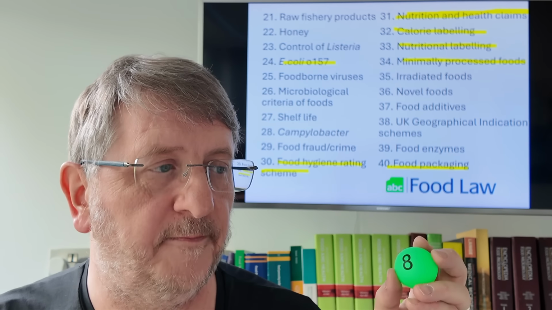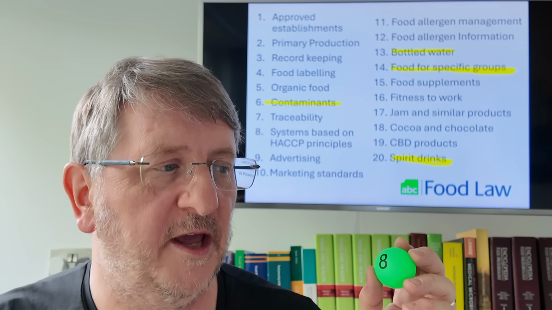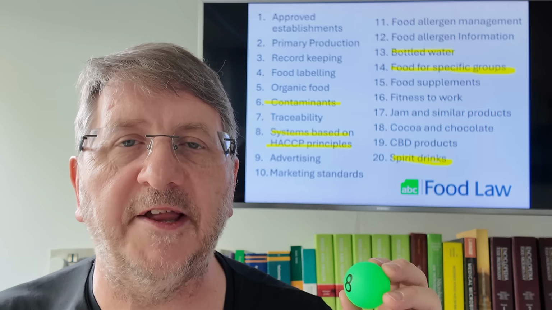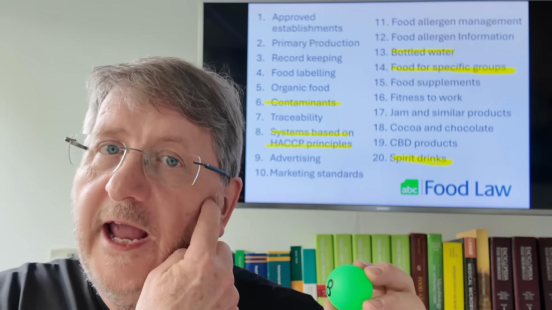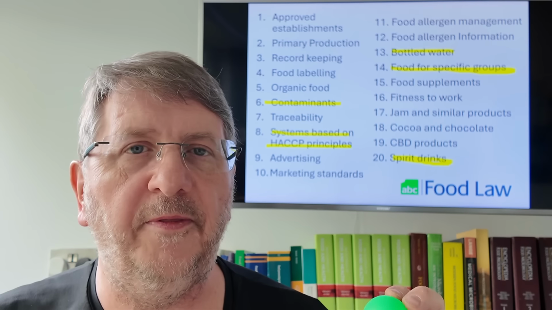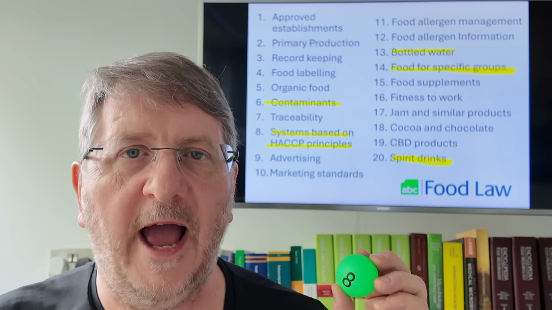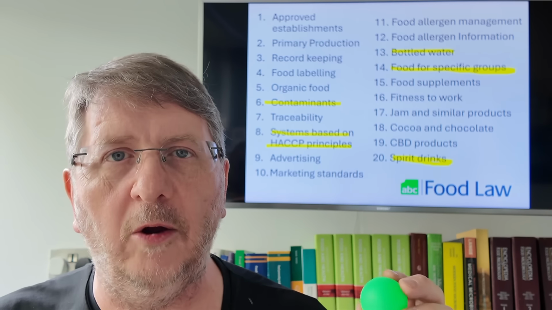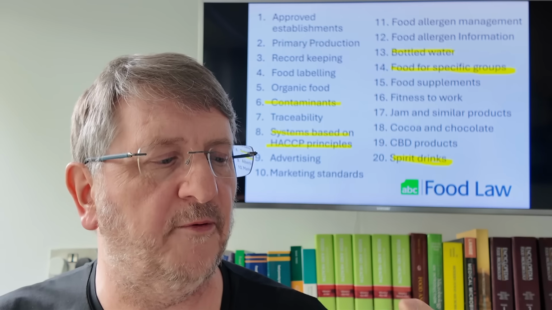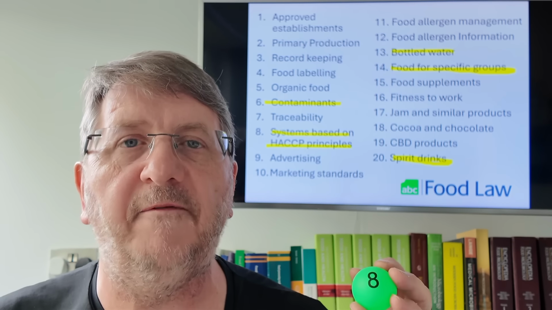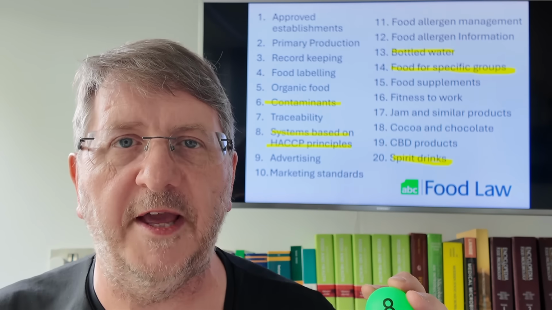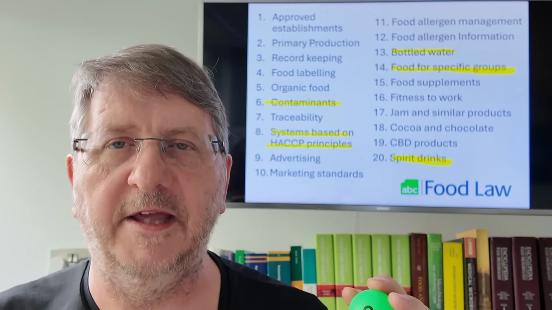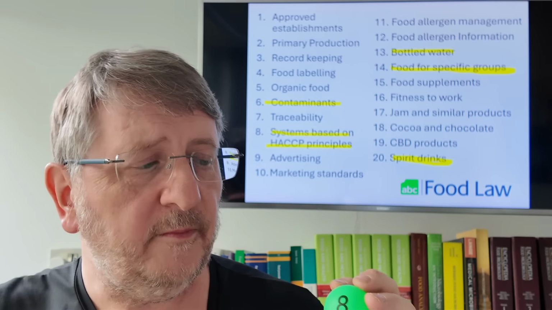Number 8. Whoops, sorry, I went off the list then. Number 8, systems based on HACCP principles. HACCP, Hazard Analysis Critical Control Point System, is a food safety risk assessment. And the law does not require for HACCP to be put in place. It requires for systems based on HACCP. For many low-risk operations, this can be achieved using proformas, like systems like Safer Food, Better Business, produced by the Food Standards Agency. For more complex operations, a more detailed validated risk assessment is required. Food hygiene law.